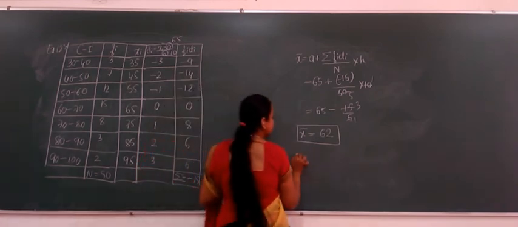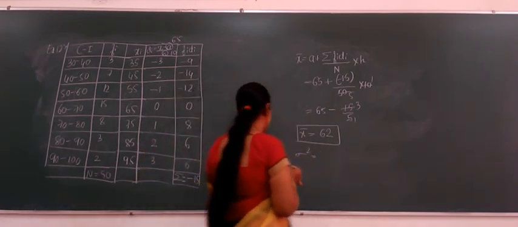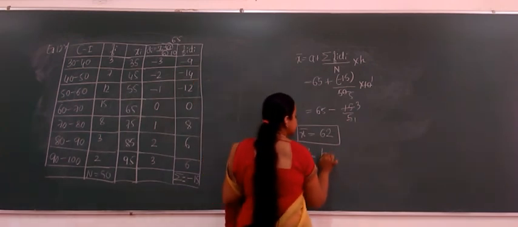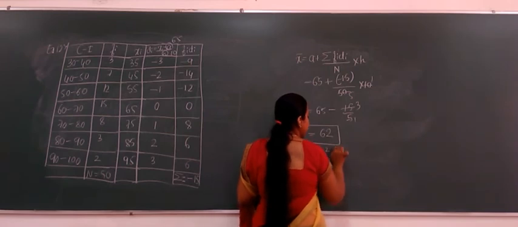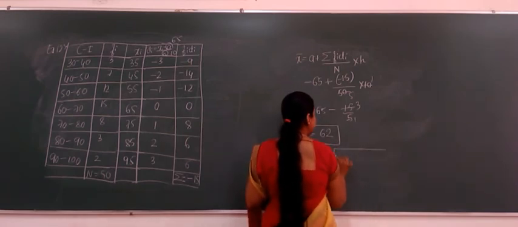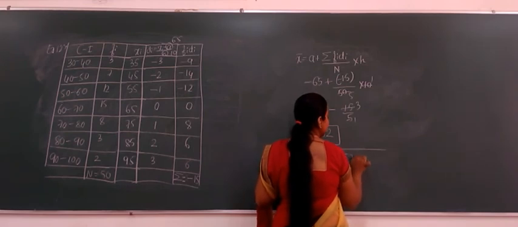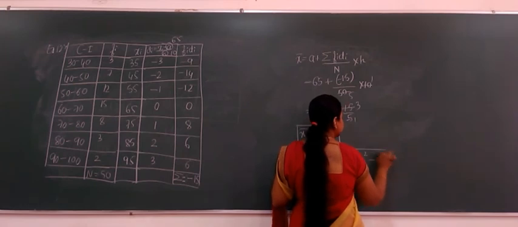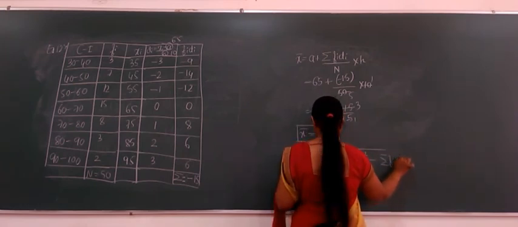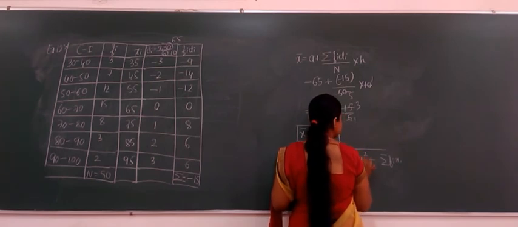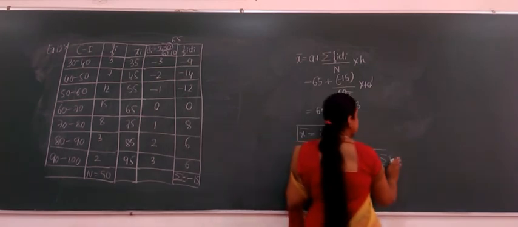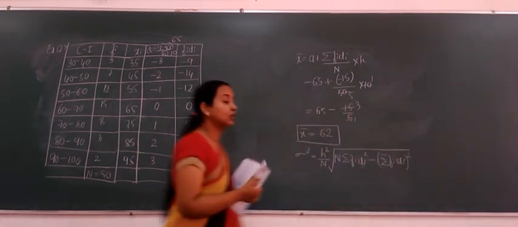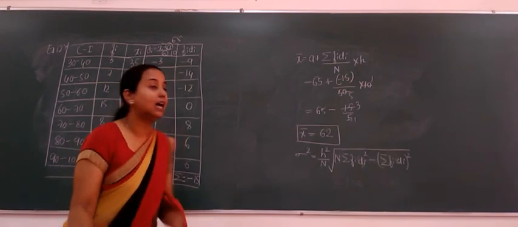Now let us concentrate on the variance. The formula of variance changes here as we are doing it by step deviation method. The formula is h square by n square under the square root, n into summation of fi into di square minus summation of fi into di whole square. So this is a formula to calculate the variance.